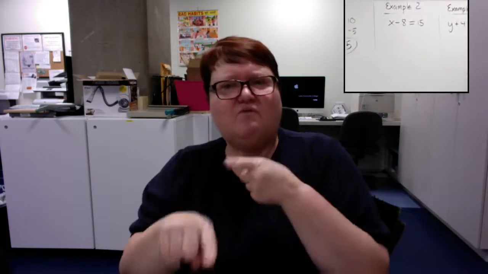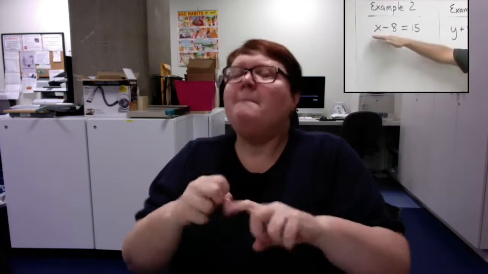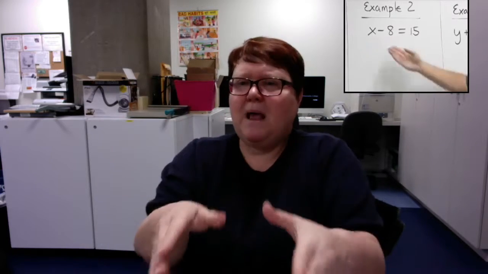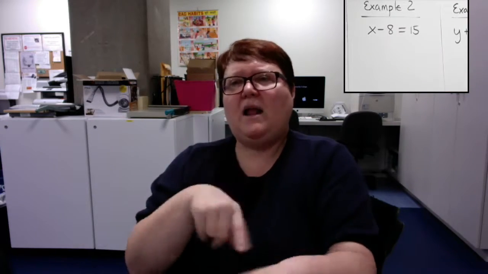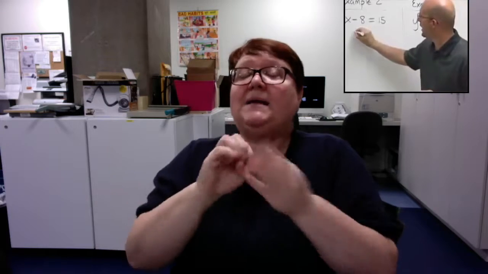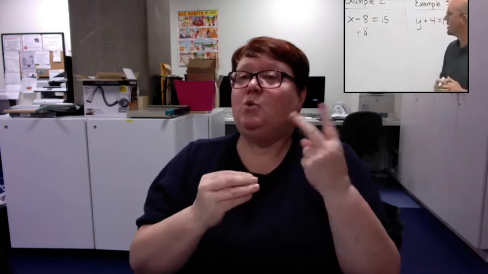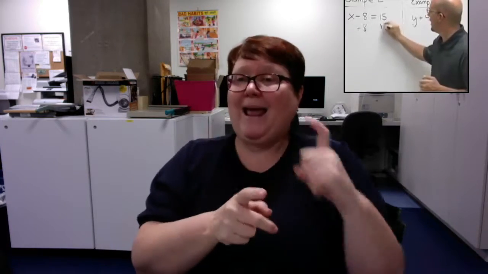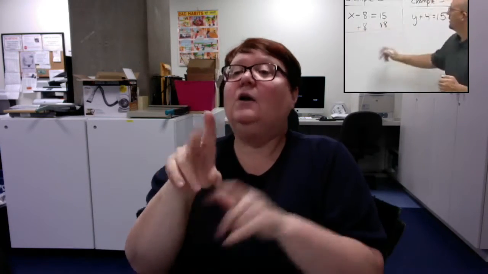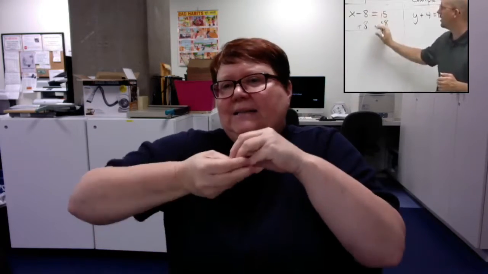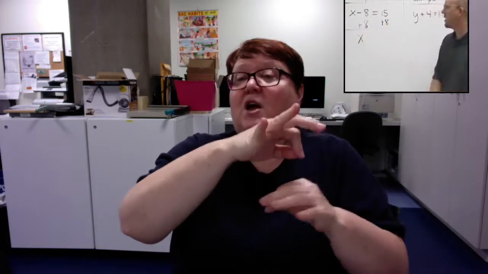Looking at example number 2 here. Example number 2 gives us a subtraction from the variable. So from my variable x, I'm subtracting 8. To undo subtraction, we simply use addition. So instead of subtracting 8, I'm going to add 8 to that side, undoing what's been done to the variable. I will also add 8 to this side. Negative 8 plus the 8 is going to get rid of everything other than the x on that side.